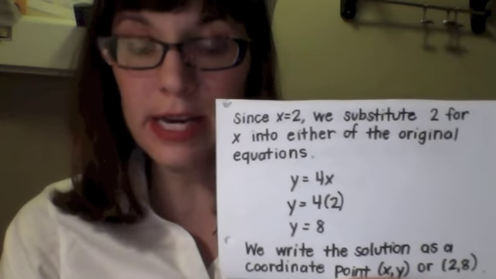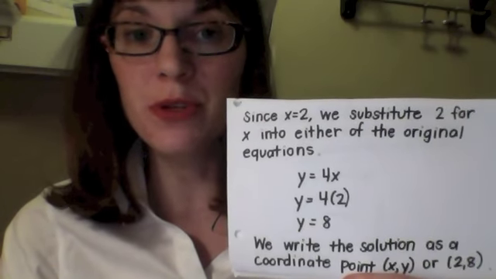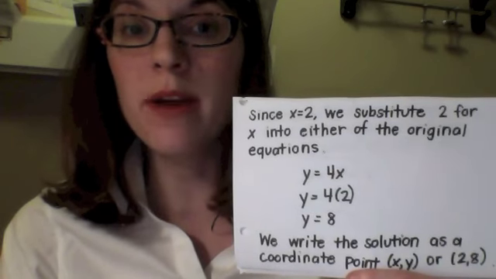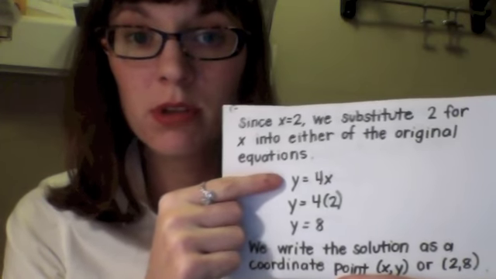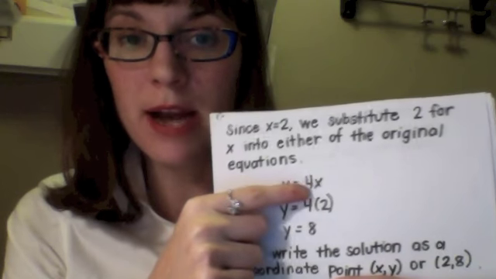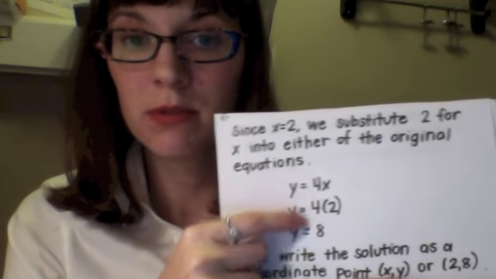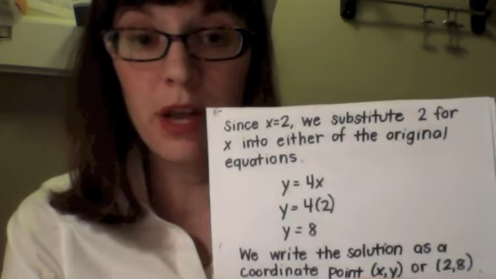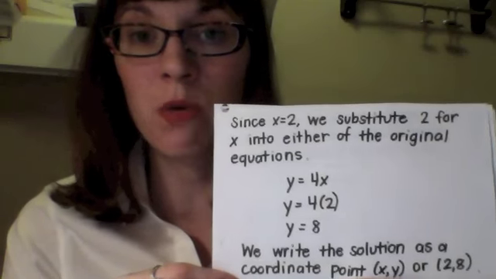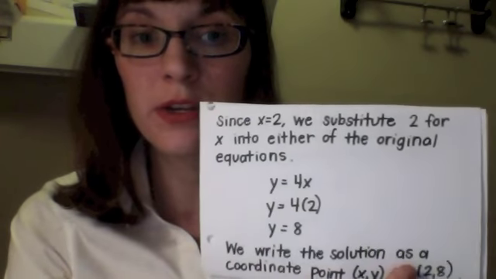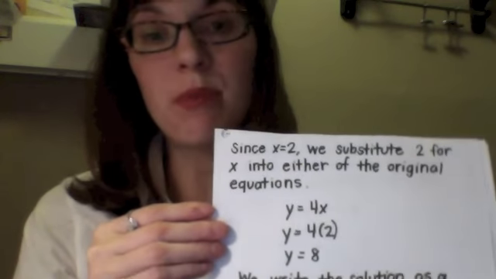Since x equals 2, as we found on the last page, we substitute 2 for x into one of the original equations. I chose this one because it's simpler. Where y used to equal 4x, now I'm substituting 2 for my x value. And I find that y equals 8. I write the solution as a coordinate point xy, 2, 8. That is the process of elimination.